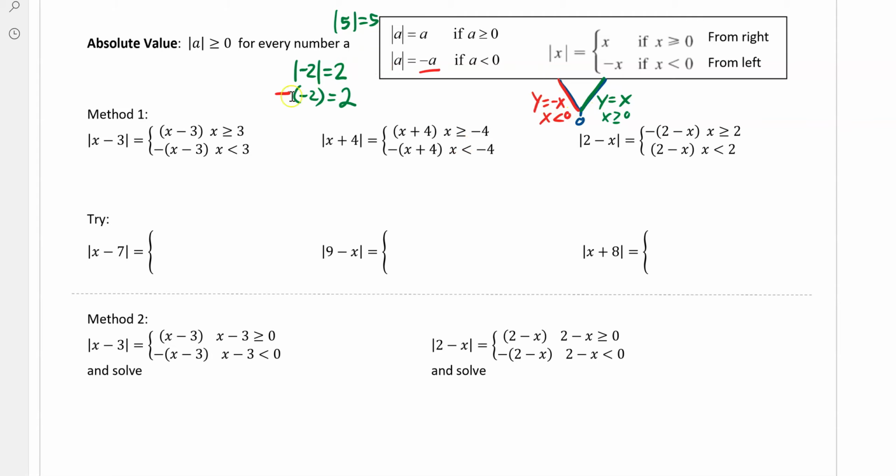So let's try some. I'm going to show you two different methods. This is method 1 and method 2. Method 1's the very quick one and it's just a thinking method. Method 2 is the brute force method, but they both work. All right, so we have absolute value of x minus 3, and this is our piecewise defined function. So I'm going to show you where it comes from.